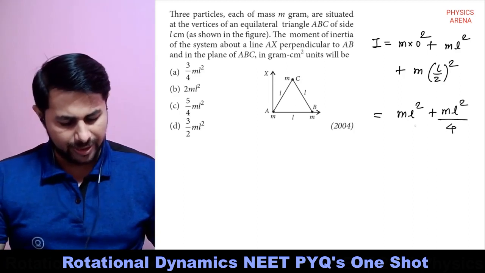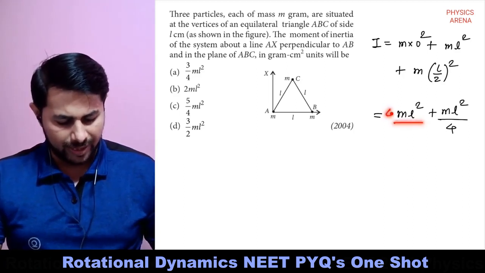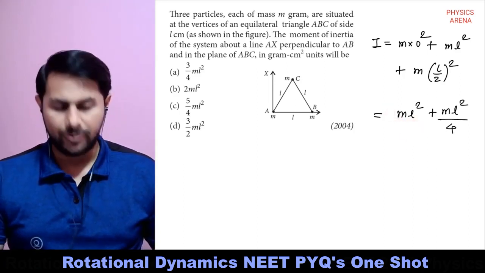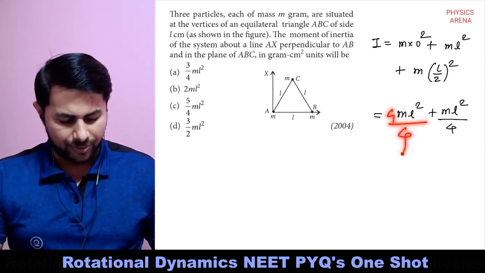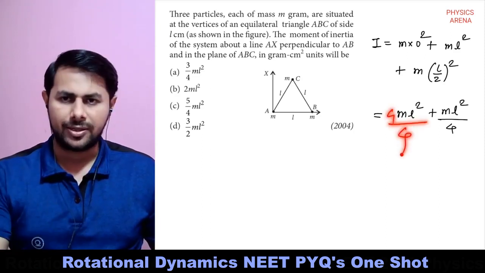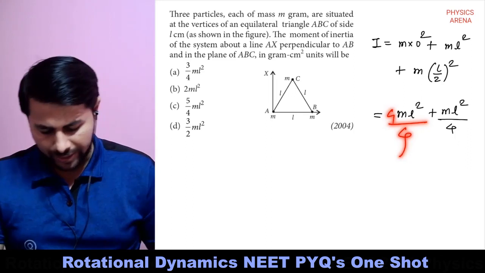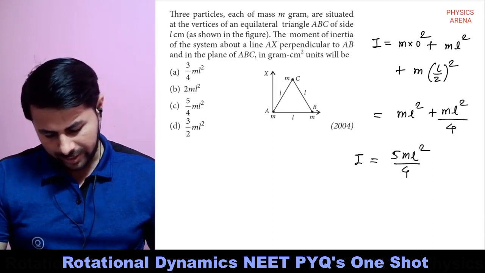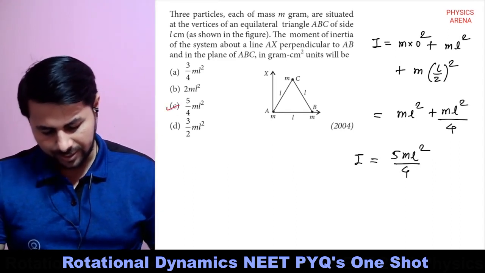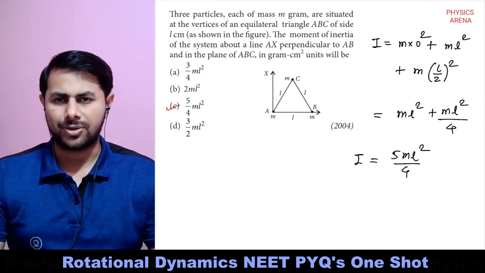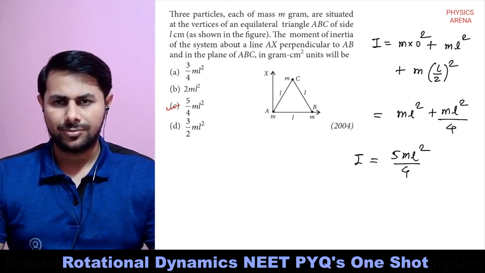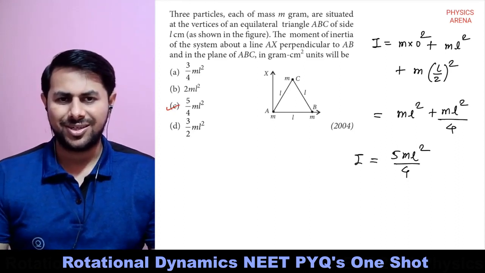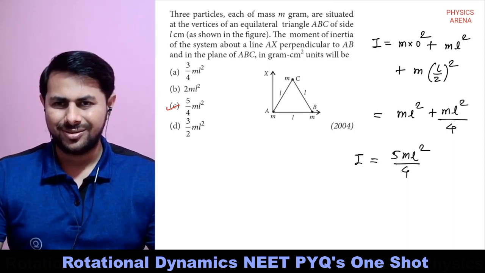And you can make the denominators equal. So you can multiply and divide by 4. So this will be 4 ml square by 4. So 4 plus 1, ml square by 4. So that is 5 ml square by 4. This is the answer. Option C is the answer. Okay, very simple question. Is it clear? Or is there a doubt?